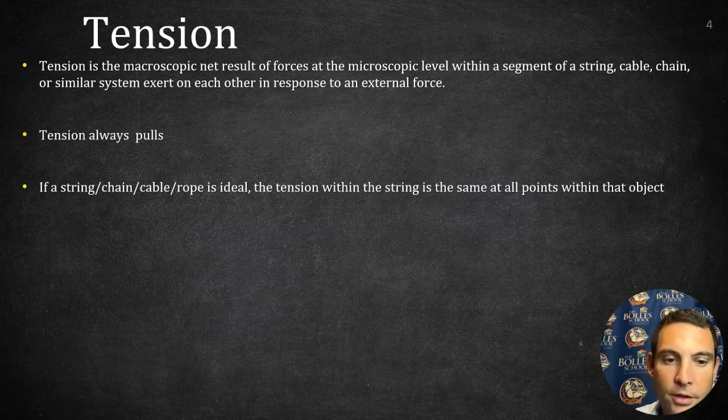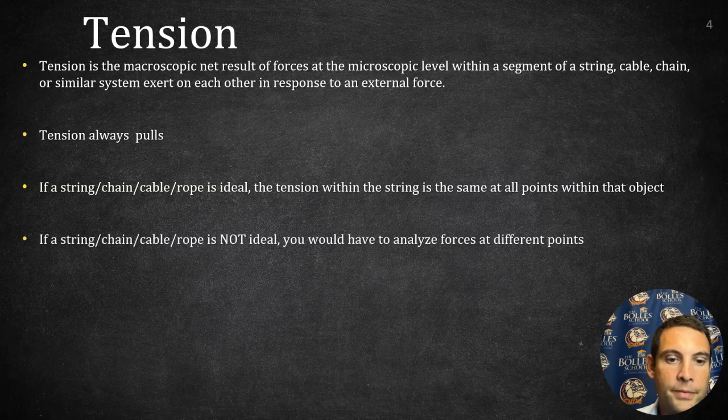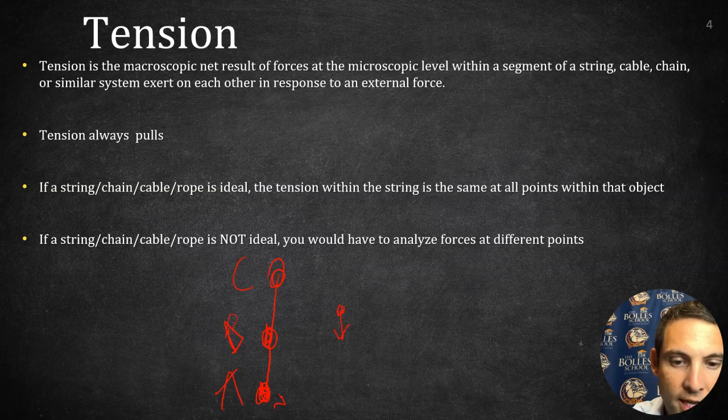If one of those objects is ideal, the tension within the string is the same at all points within that object. If a string, chain, cable, or rope is not ideal, you have to analyze forces at different points. So what that looks like is if we have a hanging string, we'll give it 3 points to look at. We'll call this point A, point B, and point C. For point A, we have just this small little mass of the string hanging down. So we'll call that mg. It's in equilibrium. It's not moving, so that means the tension at point A is that big.